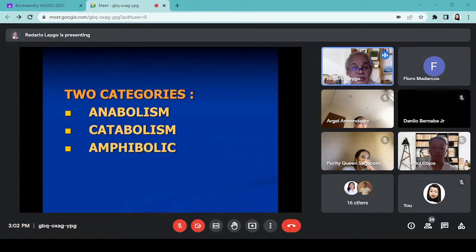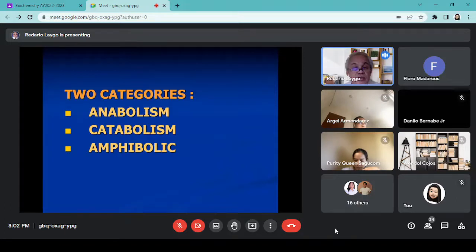So first, you have the two categories of pathways, mainly your anabolic pathways as well as catabolic pathways. So your anabolism and your catabolism. Now, however, there is a third one which is an amphibolic pathway.